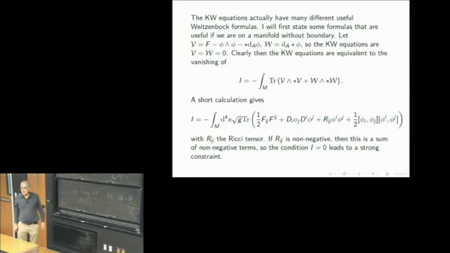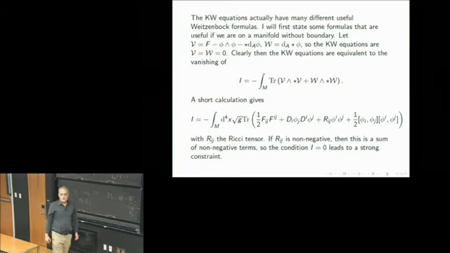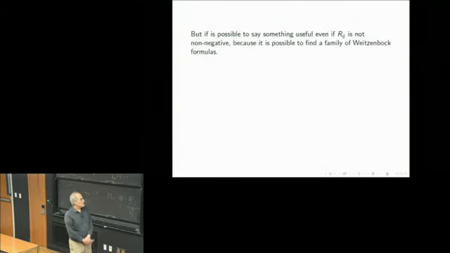That's good, but the condition that the Ricci tensor is non-negative is not satisfied for very many four-manifolds. So what can you do if it's not true that the Ricci tensor is non-negative? Well, it's possible to say something useful even then, because it's possible to find a family of Weitzenbock formulas.